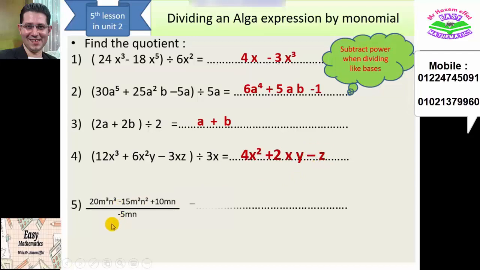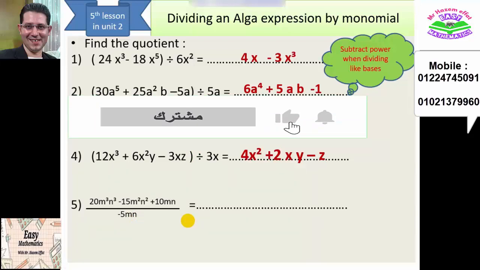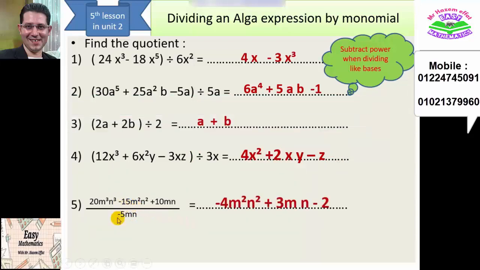Number 5 here, he gave me this algebraic expression: 20m^3n^3 minus 15m^2n^2 plus 10mn, divided by this monomial negative 5mn. By doing the same, we divide each term by negative 5mn. 20m^3n^3 divided by negative 5mn equals negative 4m^2n^2. And negative 15 divided by negative 5 equals positive 3mn. And finally, 10 divided by negative 5 equals negative 2.